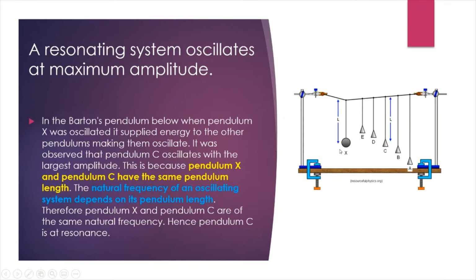Why do C and X have the same natural frequency? What affects the frequency of an oscillating system? Yes, it is the length, right? X and C have the same length, therefore they have the same natural frequency. So C receives the maximum energy and starts to oscillate at maximum amplitude. So we say pendulum C is resonating.